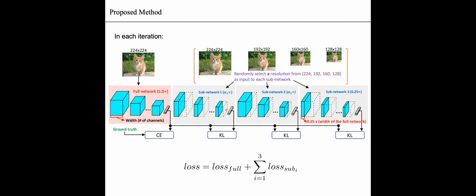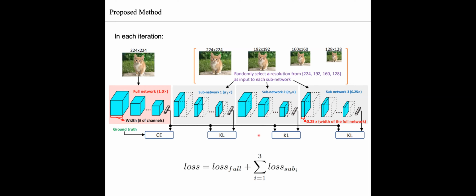Once the subnetworks are generated for each iteration, each subnetwork will select a random resolution from the resolutions you can specify. 224 is the original resolution, and we can resize the image into a couple of different, smaller sizes. Each subnetwork can randomly select one resolution from the input scale choices here.